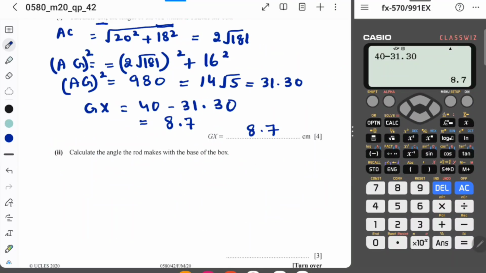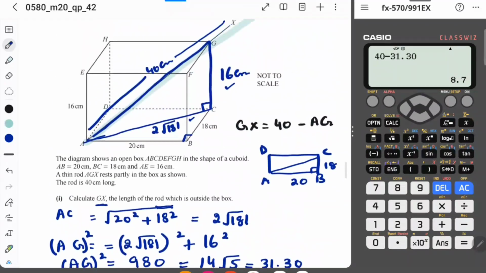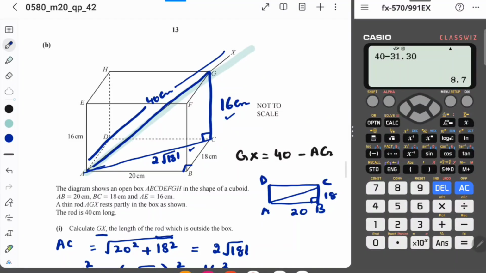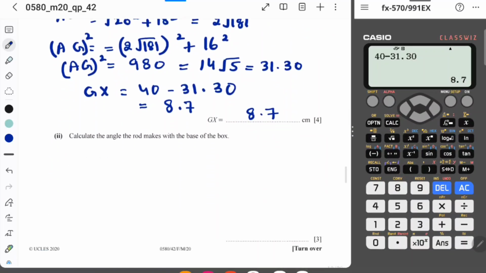Alright, the next part is to calculate the angle the rod makes with the base of the box. The base of the box is this much, and this is the rod. They are just asking you to find this angle. We can use sine, cos, or tan, because all three sides are there. Here I'm drawing the diagram to show the angle which is required.